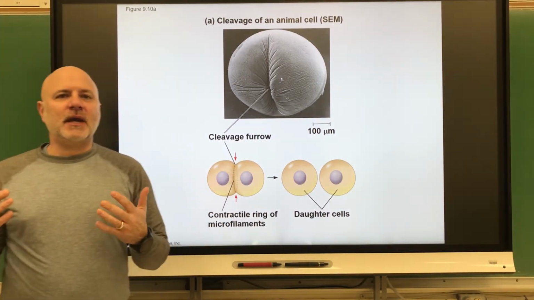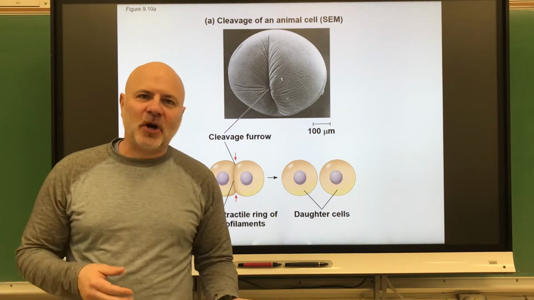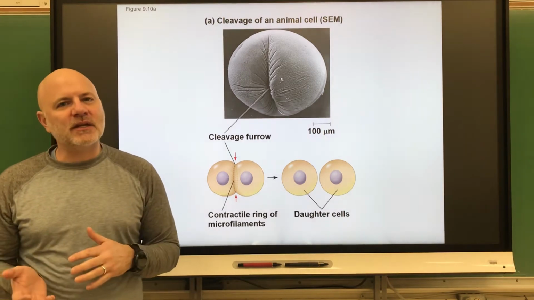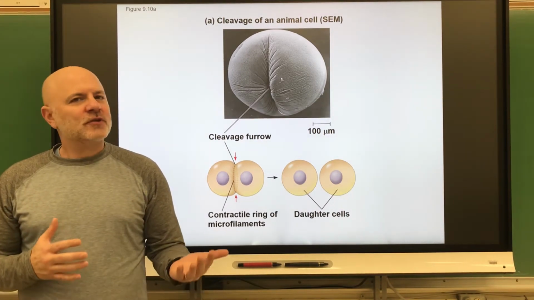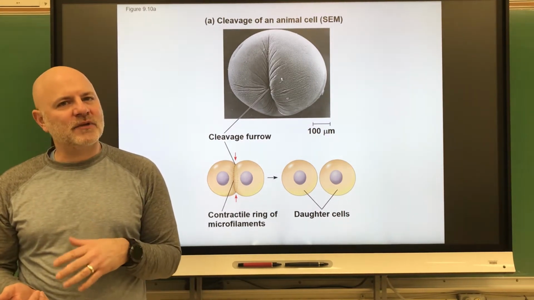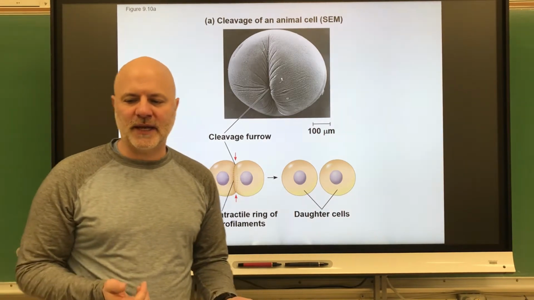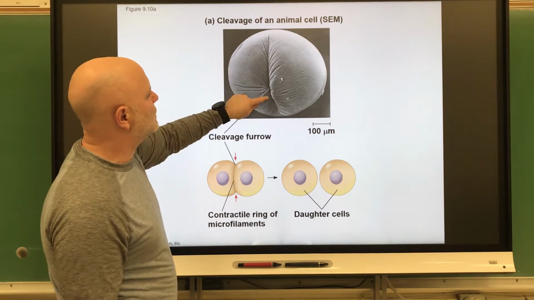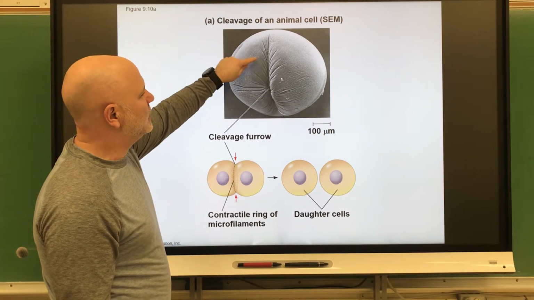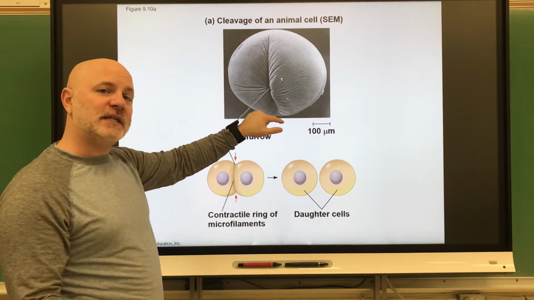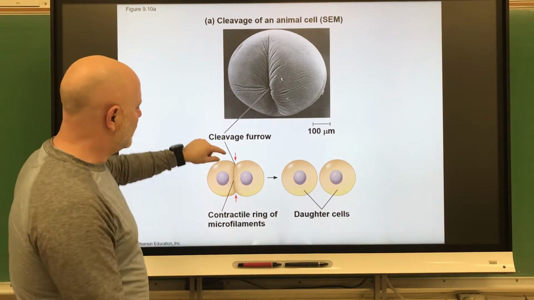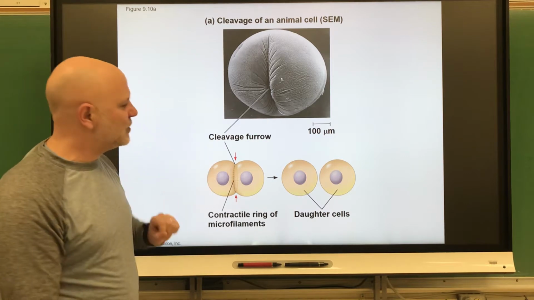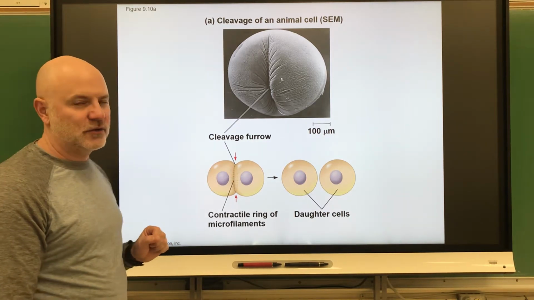So let's look at the last parts of this chapter. The first thing I'm going to talk about is cytokinesis. Remember, cytokinesis is a division of the cytoplasm. First we're going to look at how it occurs in animals, and then how it occurs in plants. With animals, a cleavage furrow forms on the cell surface. A cleavage furrow is essentially a groove in the cell surface, and that groove deepens all the way through, and eventually it separates a cell into two cells.